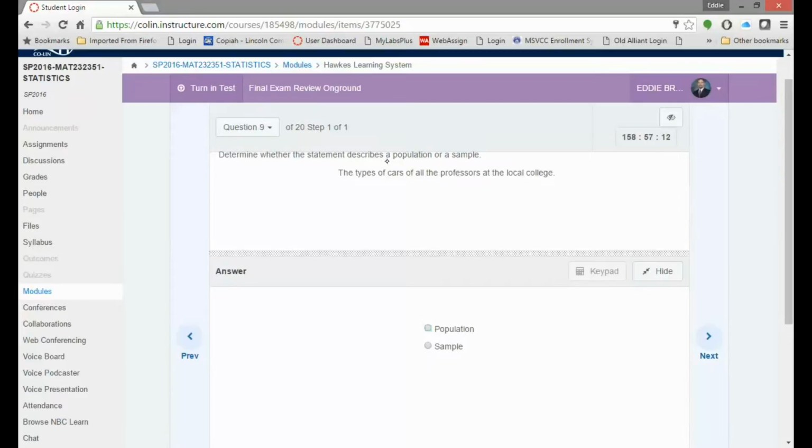Determine whether the statement describes a population or a sample. The types of cars of all the professors at a local college. So what's that going to be? Population. It says all.